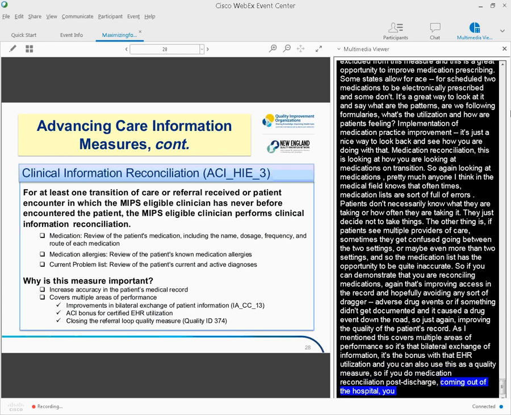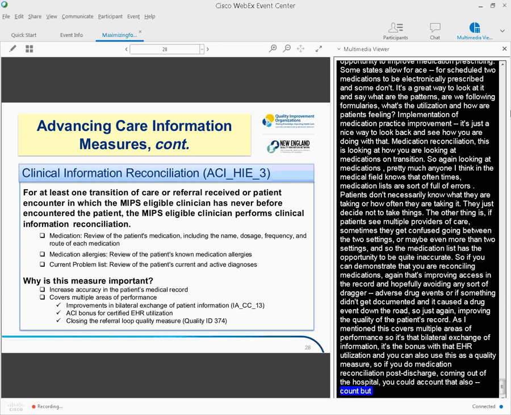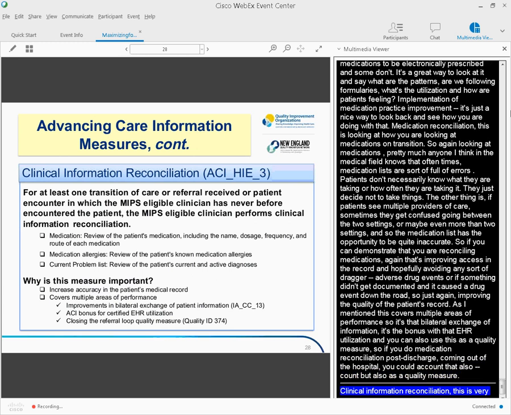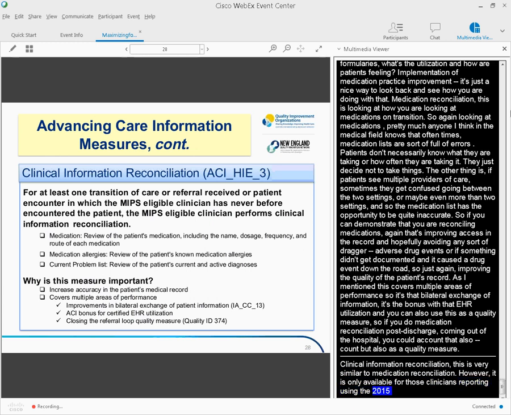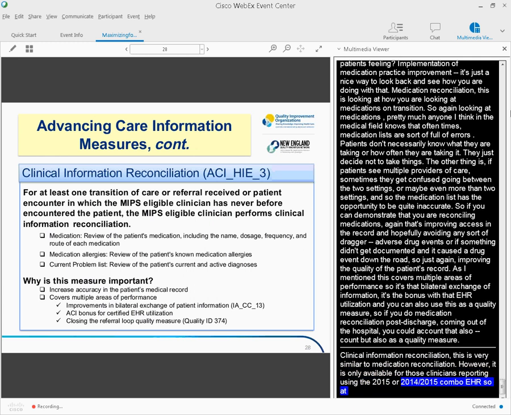Clinical information reconciliation, this is very similar to medication reconciliation. However, it's only available for those clinicians reporting using the 2015 or 2015 combo 2014 EHR. So for at least one transition of care or referral, the MIPS eligible clinician, who again has never seen this patient before, does a clinical information reconciliation. So you look at medication. So what are the patient's medications, including the name, dosage, frequency, and route of the medication.